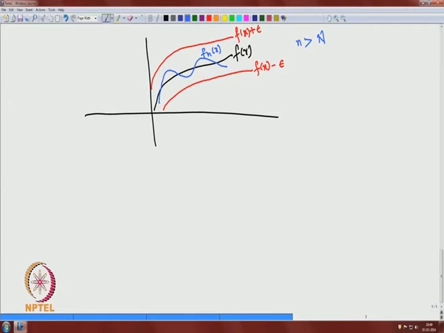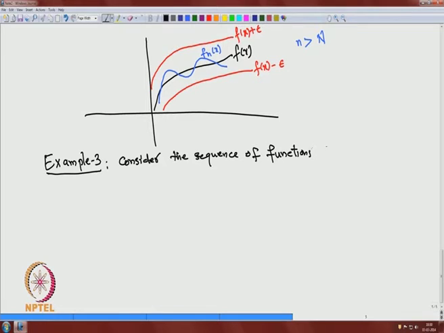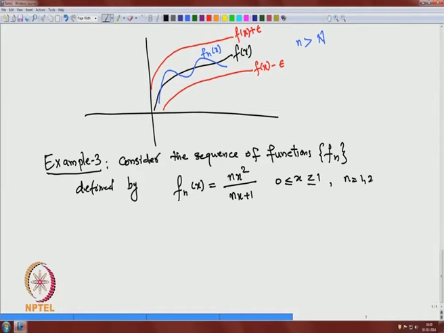So, we will see an example of uniform convergence. This is the third example. Consider the sequence of functions f_n defined by f_n(x) equals n x squared divided by (n x plus 1), where x is between 0 and 1 and n is equal to 1, 2, 3, etcetera.